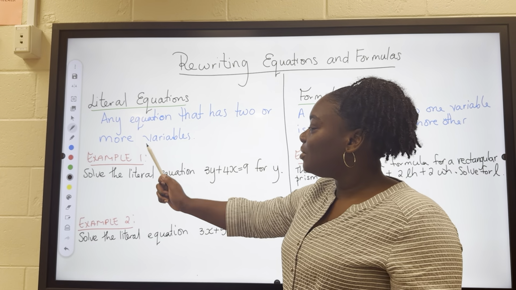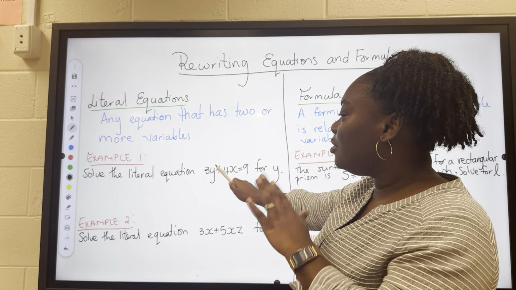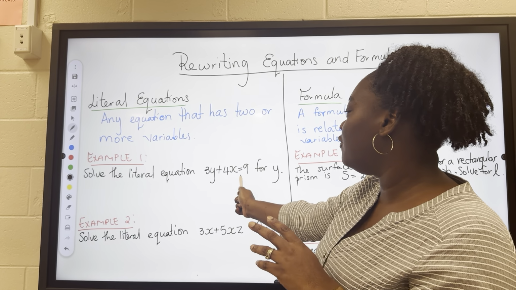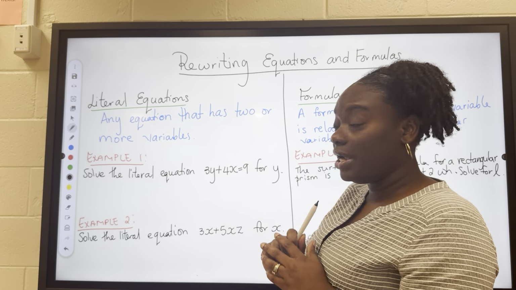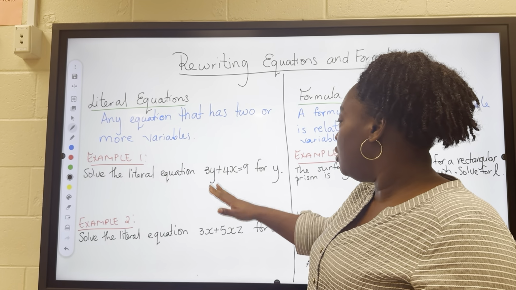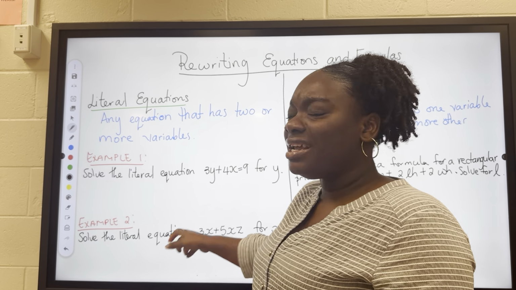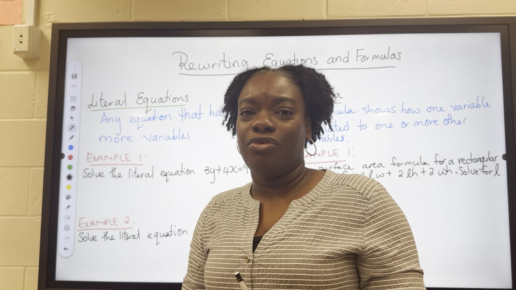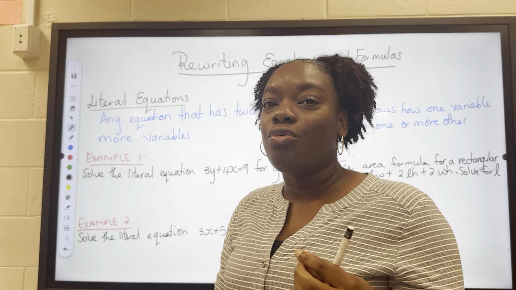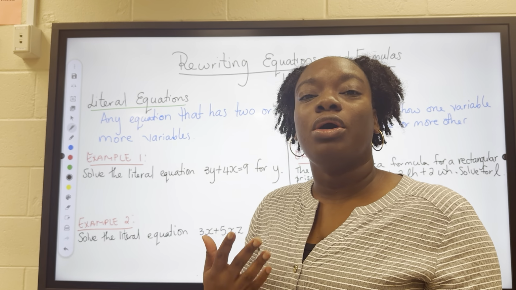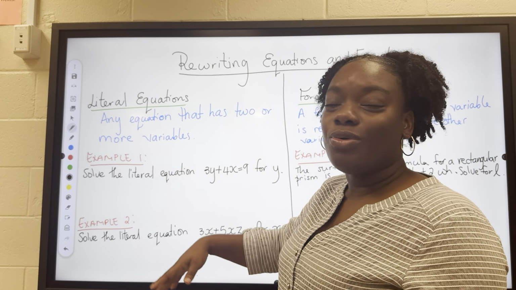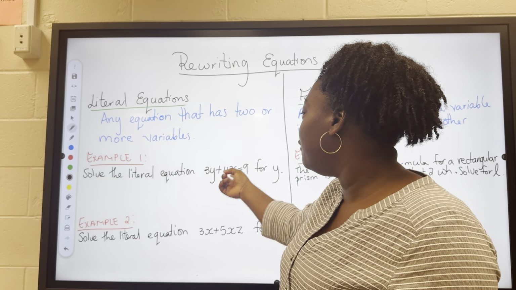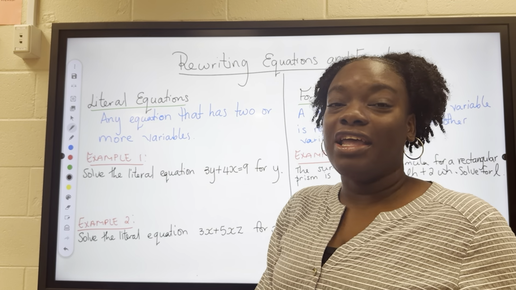Now let's look at this one. It says solve the literal equation, and obviously it's literal because we have a y and an x. When it says to write it for y, and you can see this written in many forms, it means that we want y to be on one side by itself. Notice now y is not on one side by itself. We have the 4x and we have the 3.